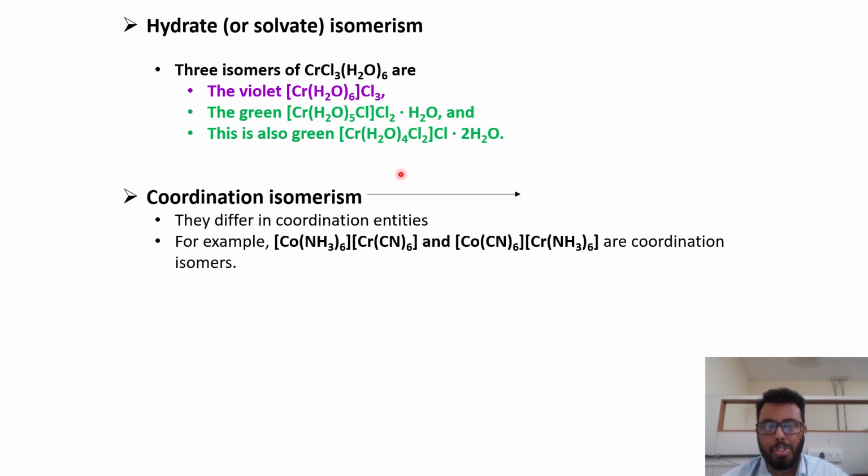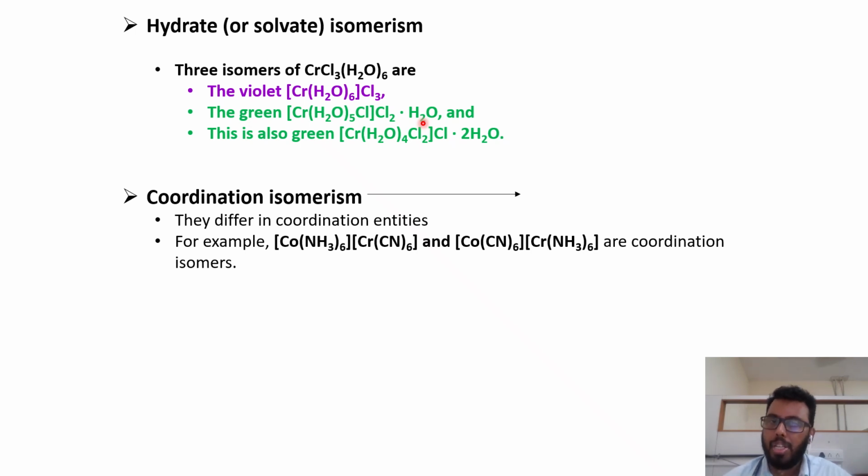This complex, which contains all six aqua ligands, is an octahedral complex, and the color will be violet. When one of the aqua ligands is replaced with a chloride ion, then, compared to the previous case where you had three chloride counter ions, one of the chloride counter ions will be replaced with water. So when you dissolve this complex in water, you will get two chloride ions and one aqua, that is water, in the solution.